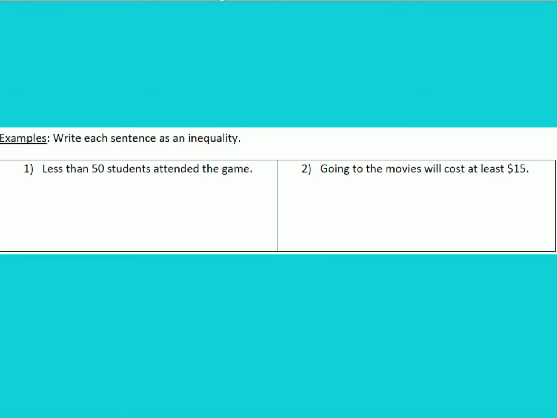So some examples, changing our sentences into inequalities. The first one says less than 50 students attended the game. So we could say S is the number of students we're talking about here. The number of students is less than, we'll use the less than symbol, 50. So the actual number of students that attended the game was somewhere under 50, but we're using this variable to represent it because we're not sure.